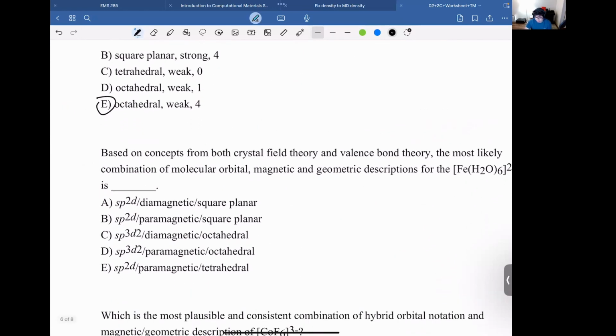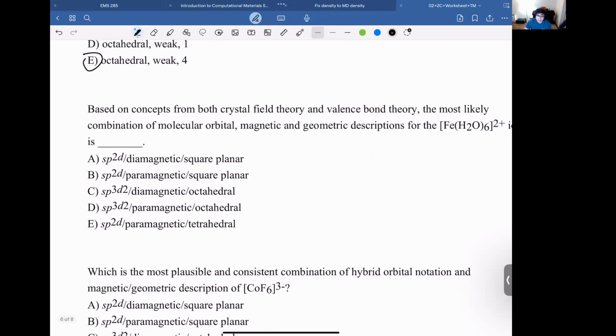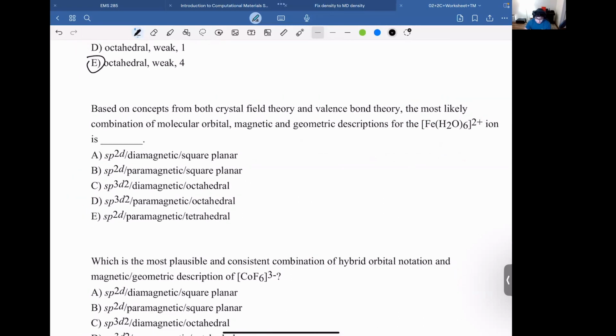So just to recap, strong field ligands mean a high gap in energy between filling the orbitals, or a low spin. And then weak field ligands are the opposite, a low gap in energy or high spin. And then you can fill out your diagrams.